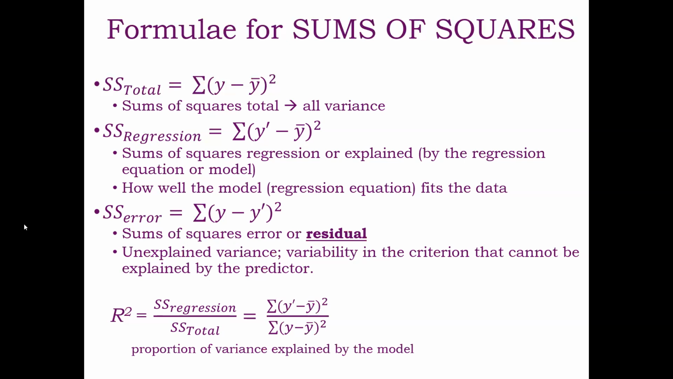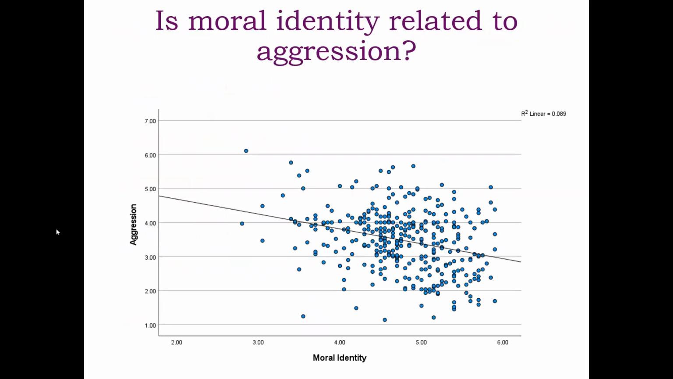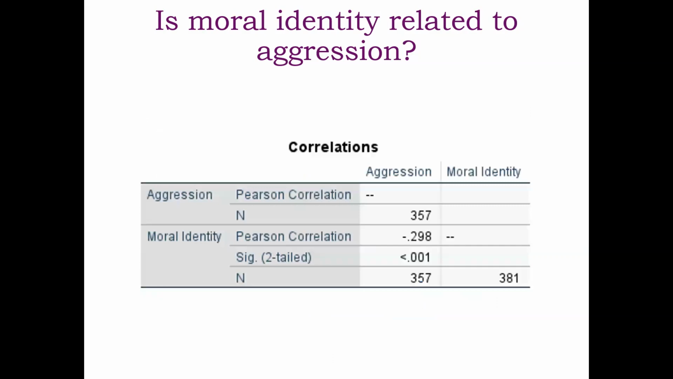Okay, so just to walk you through, our example we've been using is whether moral identity is related to aggression. The first tool you had to look at this relationship was just to make a scatter plot, add a regression line of best fit, and then look at that. And here we can see the line slopes down. It's a negative relationship. It looks like there's a relationship there. Next, we learned how to run a correlation analysis and get Pearson's r, which is negative 0.298 for that relationship, right?